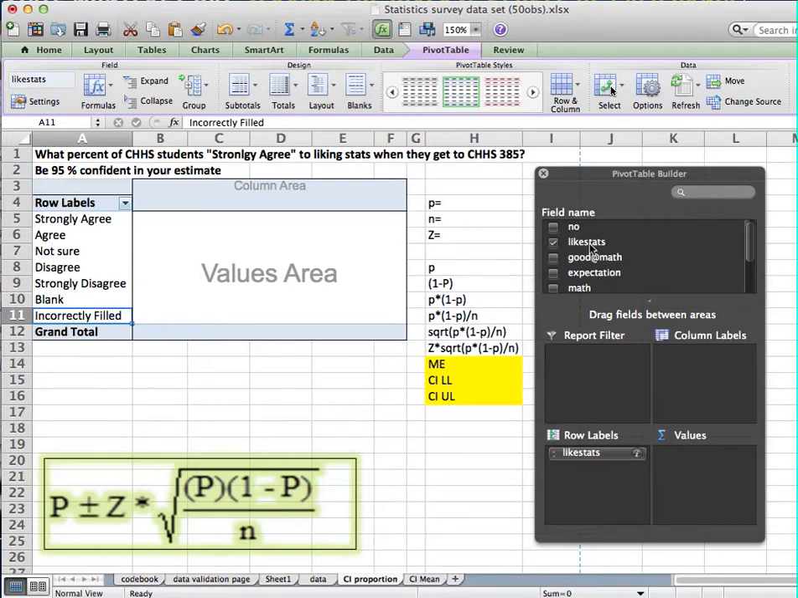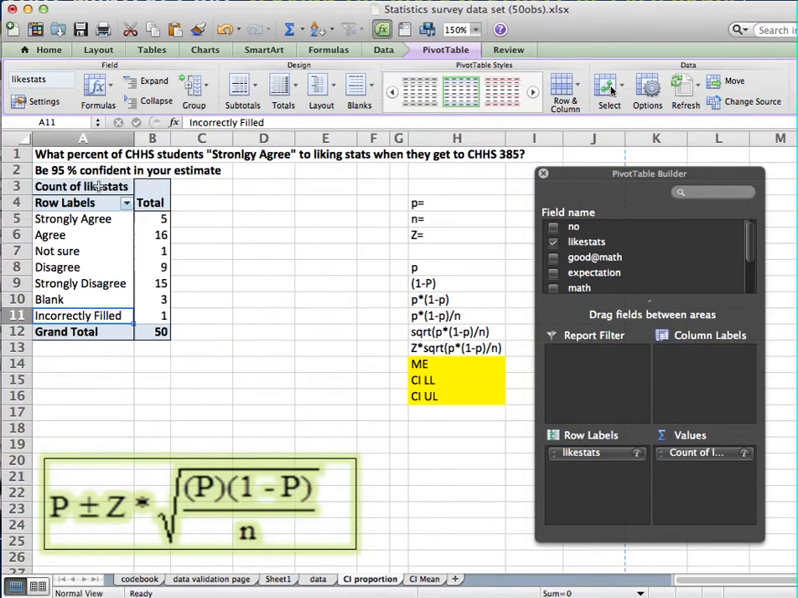Right now we're going to drag this in the values, and we're getting a count for this variable. So out of the 50 surveys, 5 students answered strongly agree with the statement that they like statistics. Now, we have 4 students that didn't answer the question. We don't know if they agree, disagree, or are not sure, or they strongly agree, or any.